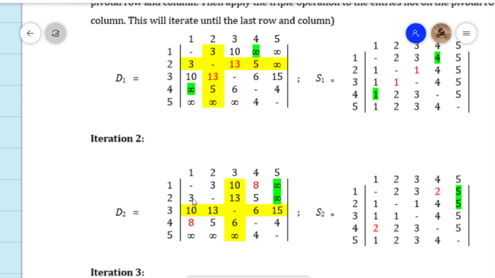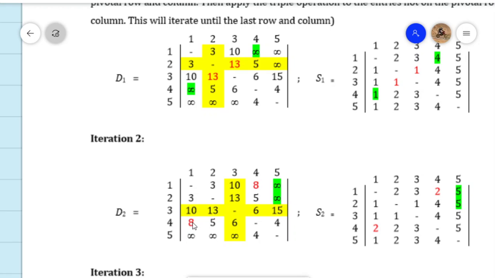Second row, 3 is compared with 10 plus 13. Again, 23 greater than 3. Next, 5. Compare it with 13 plus 6. 13 plus 6 is 19. Greater than 5. Next is infinity. Compare it with 13 and 15. That is 28. Less than infinity. So we also mark this entry.